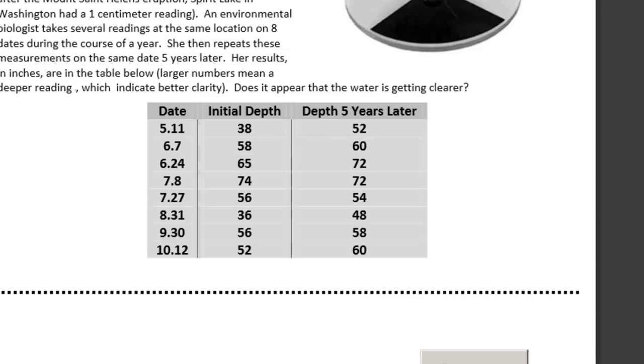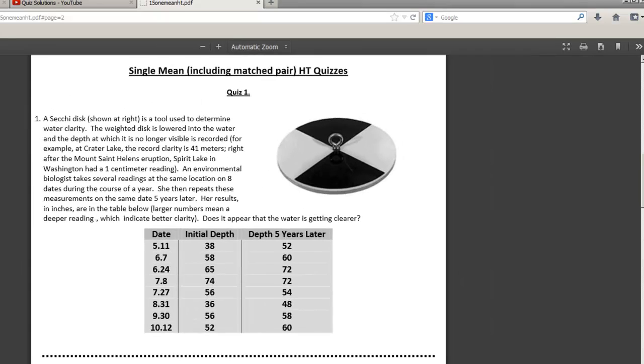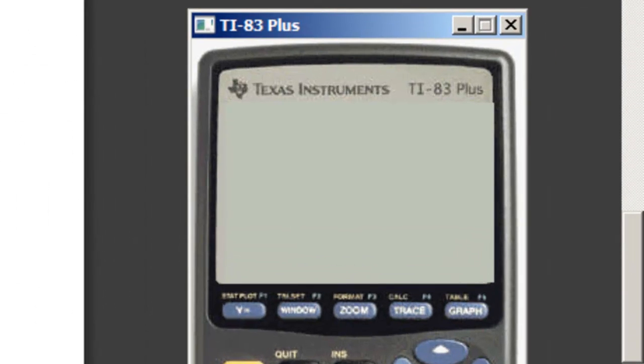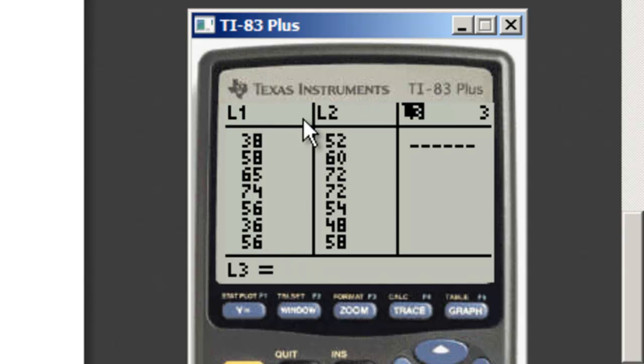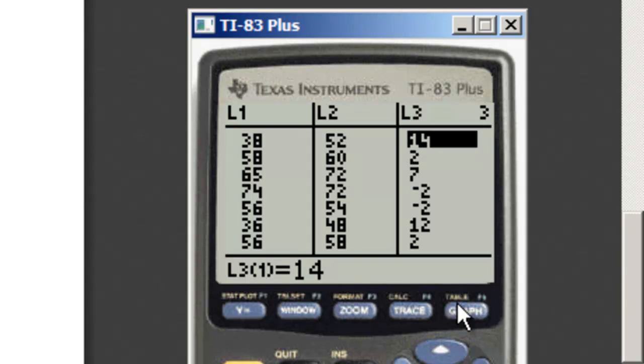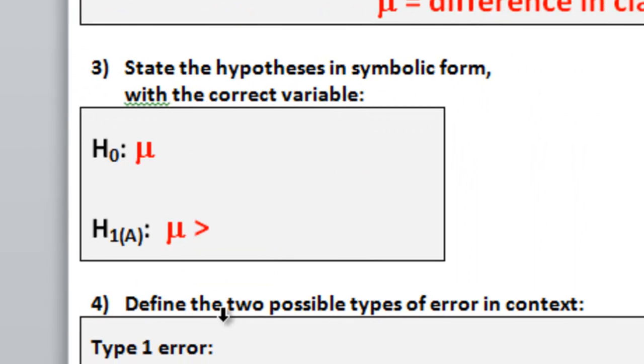So I'm going to go ahead, and I got the TI already set up for us. I got the L1 and L2 for initial and 5 years later. So in L3, I'm going to put, if it's okay with you guys, L2 minus L1, which should give us predominantly positive numbers, which it does. And we are going to see if those predominantly positive numbers are indeed meaningful. So we are going to try to see if mu is bigger than 0 statistically significantly.